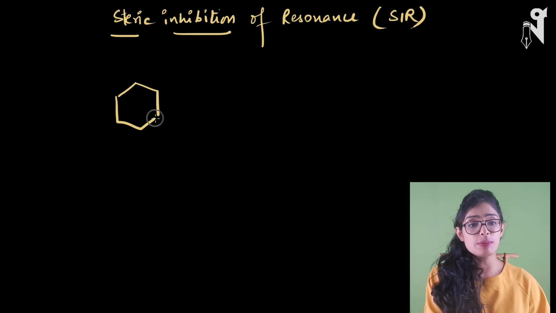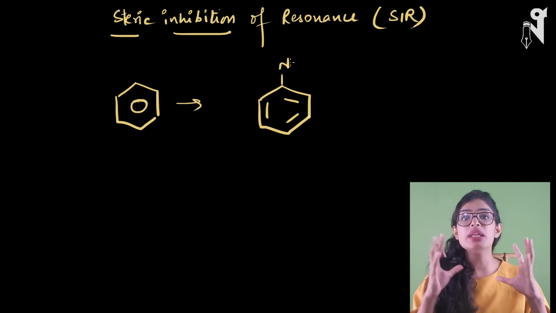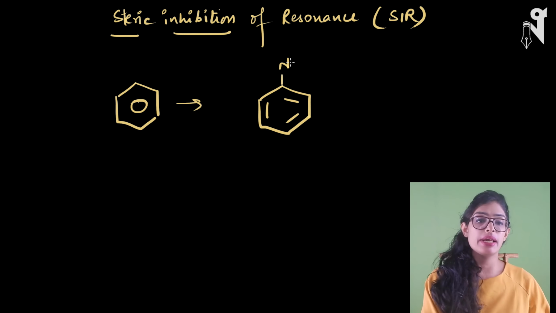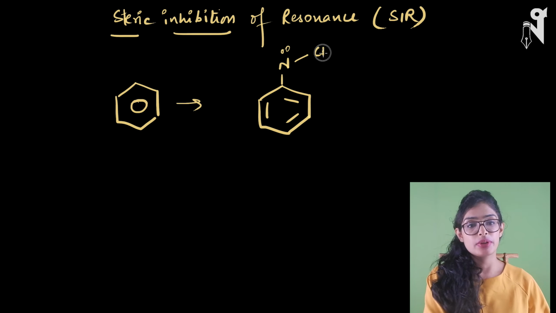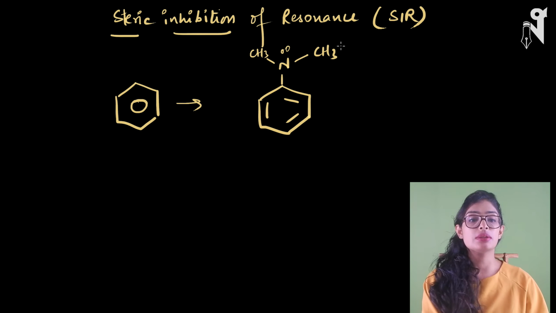Okay, now on this benzene chain, let me just write it this way. I have this benzene chain, and I have a functional group over here which is a big, bulky functional group. Let's suppose I have taken CH3 and CH3. So this is a pretty big functional group. It is a tertiary amine, and it is quite bulky because it has two R groups present.